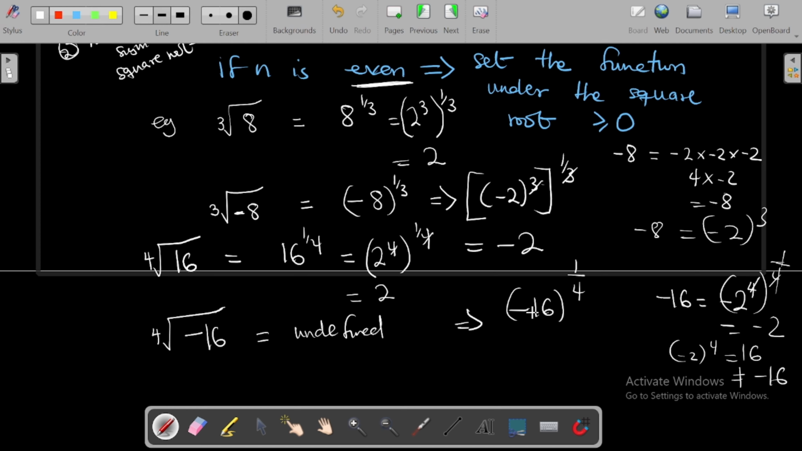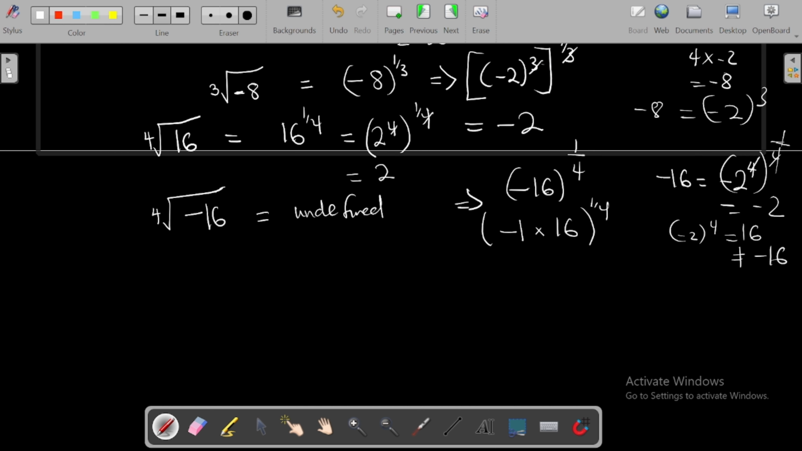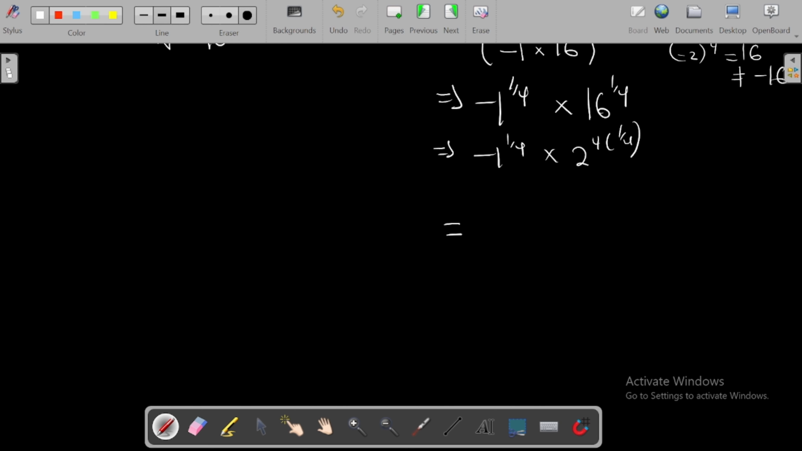Okay, so it means that to solve this particular function, we'll have negative 1 times 16 all under 1 over 4. And then our 1 over 4 will affect each of the digits. So this will be the same as negative 1 to the power 1 over 4 times 16 to the power 1 over 4. Then we can say negative 1 to the power 1 over 4 times 2 to the power 4 in bracket to 1 over 4, because 2 to the power 4 is 16. Then we can say negative 1 to the power 1 over 4 times 2. Okay, so 2 will come and multiply an undefined function, because when you punch negative 1 to the power 1 over 4 on your calculator, it is undefined. Hence this whole function is what?